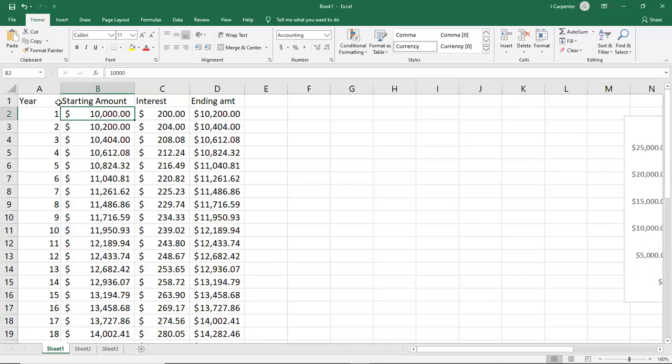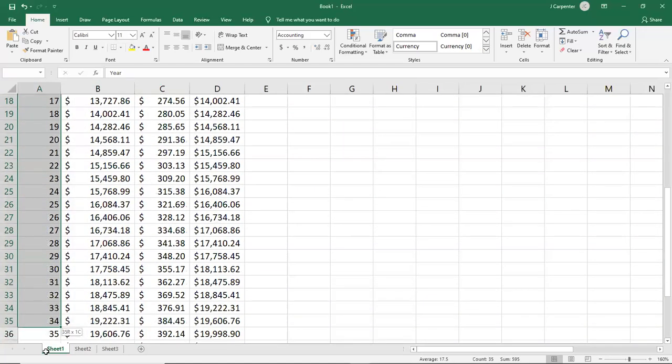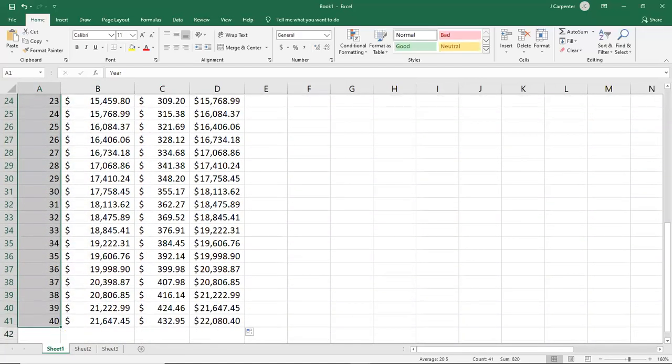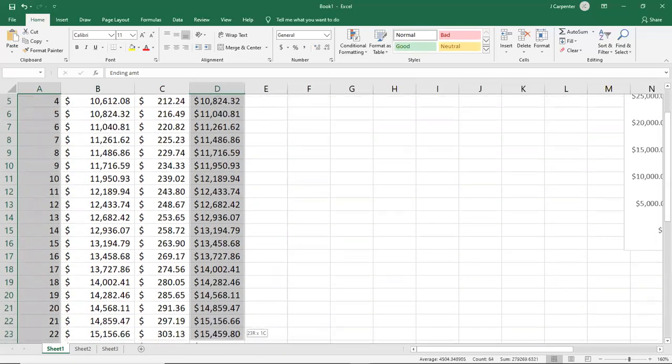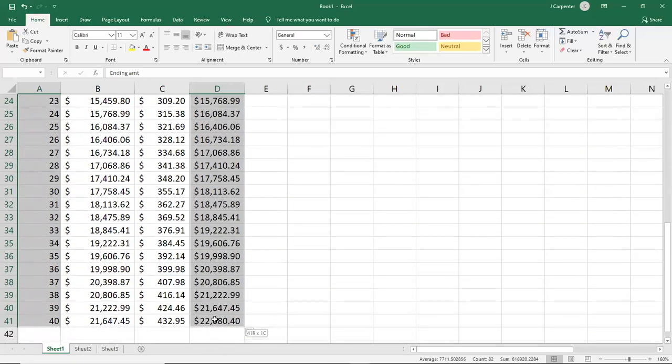All right, so if you highlight the years, I'm just going to make this chart for everything. I'm going to hit control. I got to scroll up, hit control, highlight the ending amounts, because that's what we're supposed to make a chart against, the year versus the ending amounts.